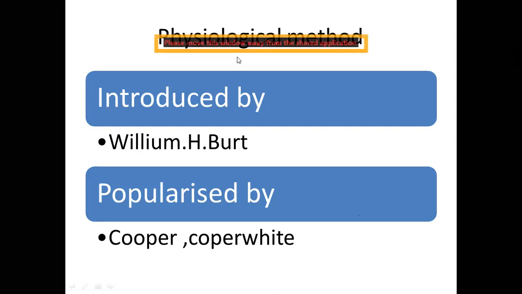And this study is mainly introduced by Dr. William Burt, and later on was popularized by Dr. Cooper and Dr. Copperwhite. So in the example there are three books of this physiological method of study of homeopathic materia medica. Remember this, that this method was introduced by William Burt, and later on popularized by Dr. Cooper and Dr. Copperwhite, and mainly focusing on the action of crude drugs on the physiology of human being.